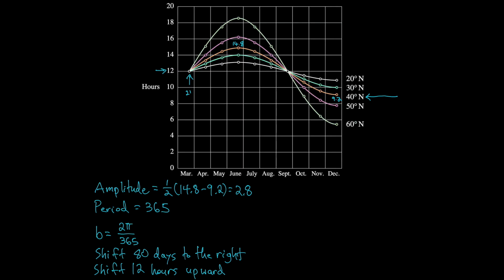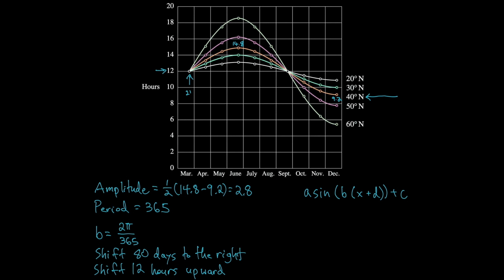Recall that our function is in general a times sine of b x, how about plus d plus c, where a is our amplitude, 2 pi over b is our period, d is our horizontal shift, and c is our vertical shift.